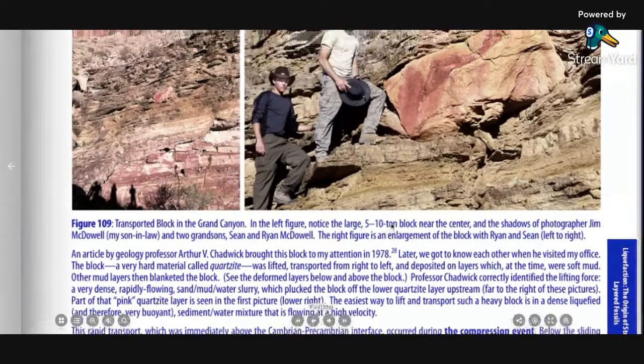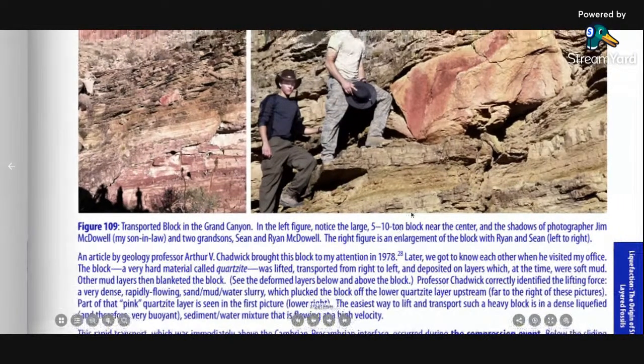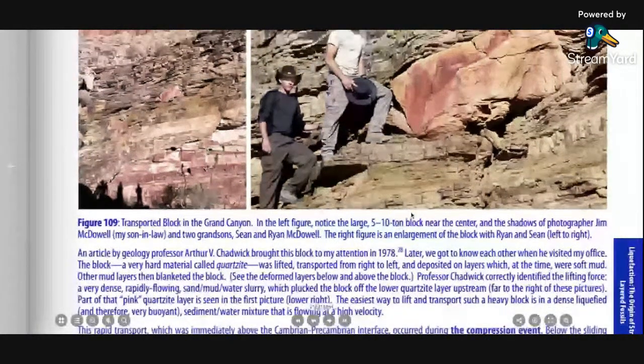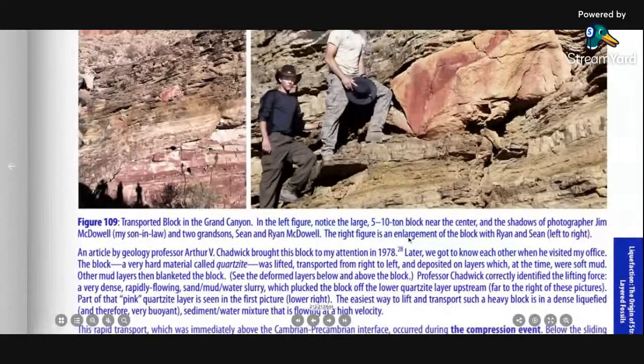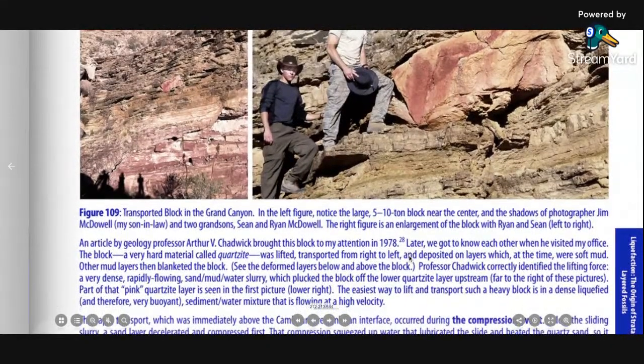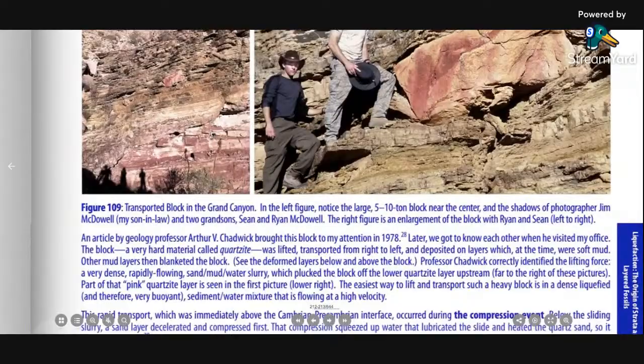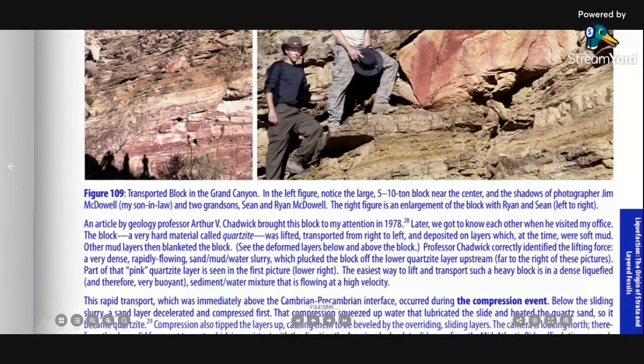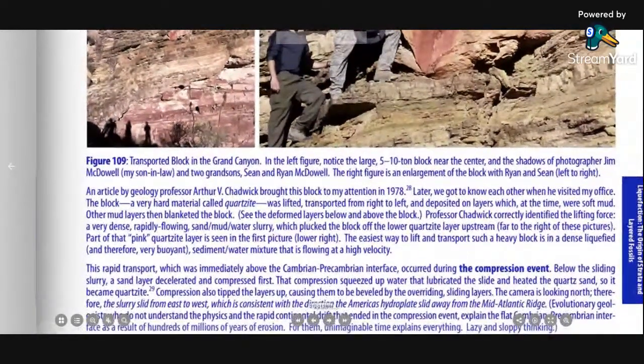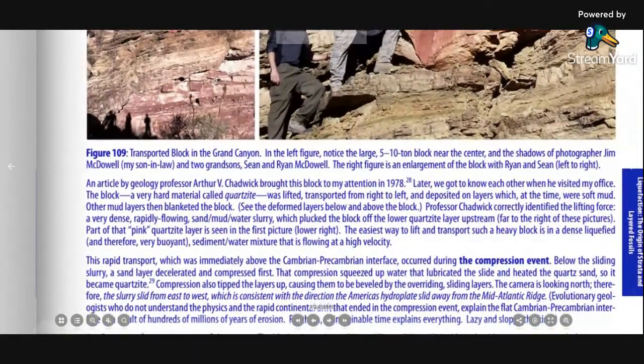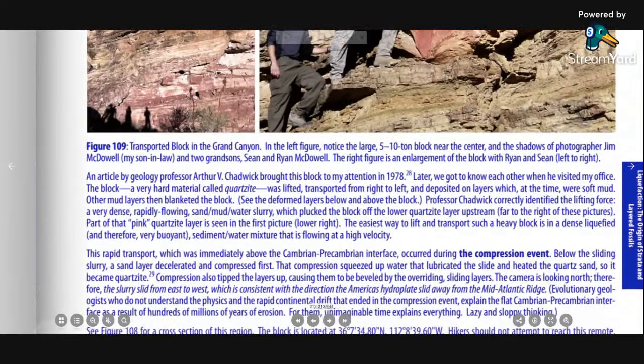Professor Chadwick correctly identified the lifting force, a very dense, rapidly flowing sand, mud, water slurry, which plucked the block off the lower quartzite layer upstream, far to the right of this picture. Part of that pink quartzite layer is seen in the first picture, lower right here. The easiest way to lift and transport such a heavy block is in a dense, liquefied, and therefore very buoyant sedimentary water mixture flowing at high velocity.